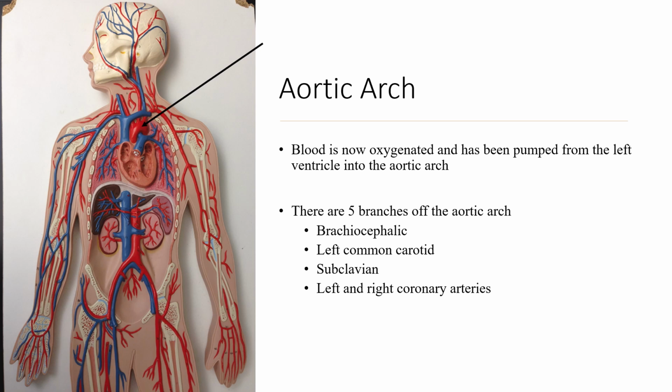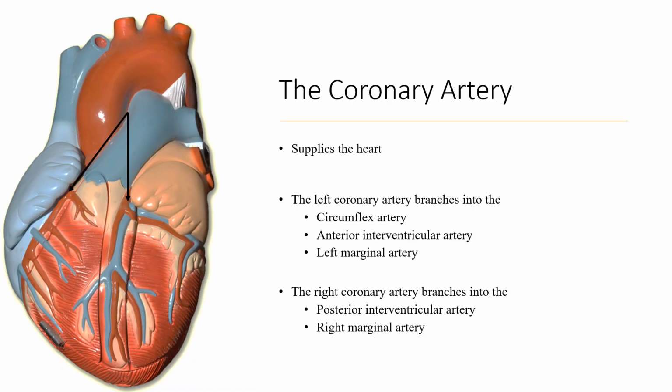You'll notice that on the picture I have an arrow pointing to the aortic arch. This will be the case for all the slides as well, so make sure you look at where the arrow is pointing. So, starting with the coronary arteries, which branch right off the aortic arch. The coronary artery, as you guys are aware, supplies the heart. There is both a left and a right coronary artery.